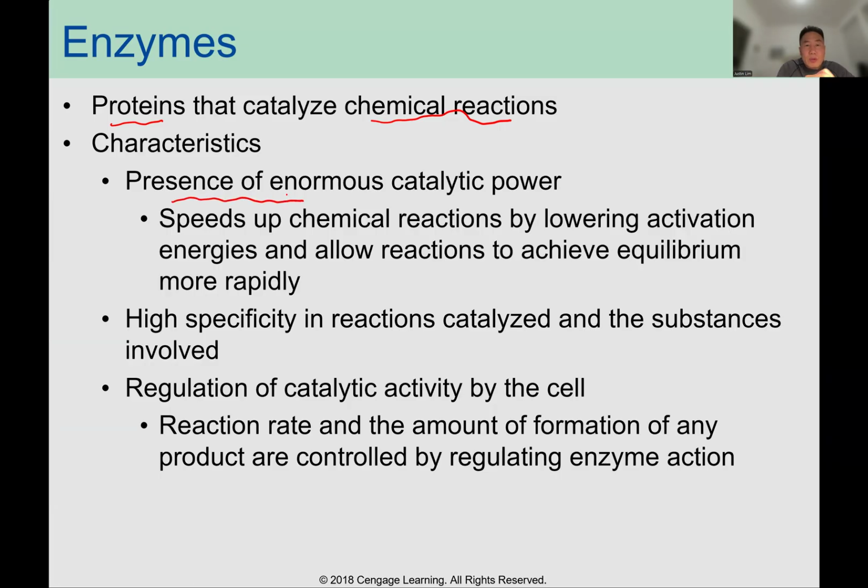Enzymes have enormous catalytic power: they speed up chemical reactions by lowering activation energy and allow a reaction to achieve equilibrium more rapidly. They have high specificity in the reaction catalyzed and the substances involved. The cell regulates catalytic activity, so the reaction rate and the amount of any product formed are controlled by regulating enzyme actions.